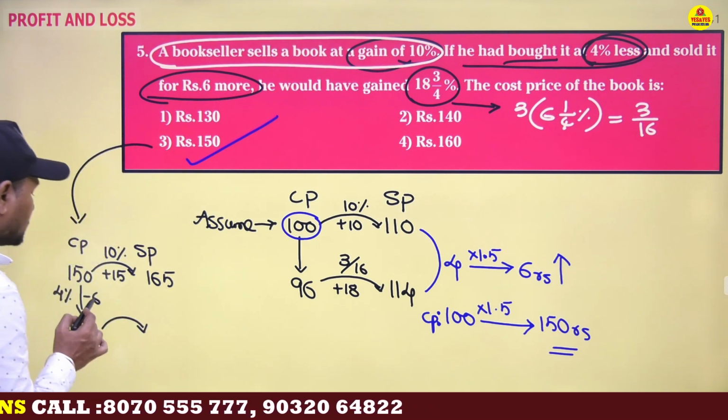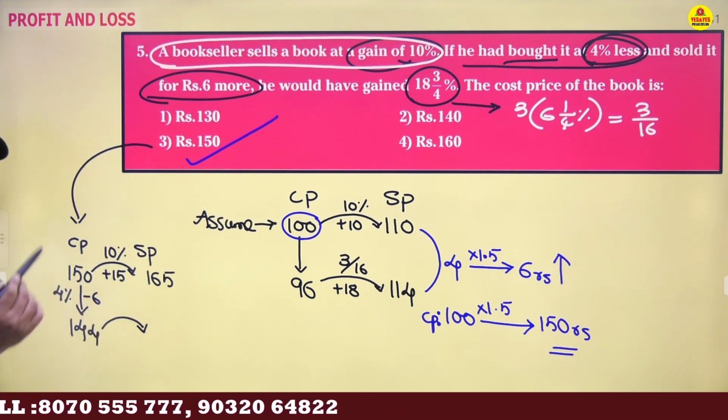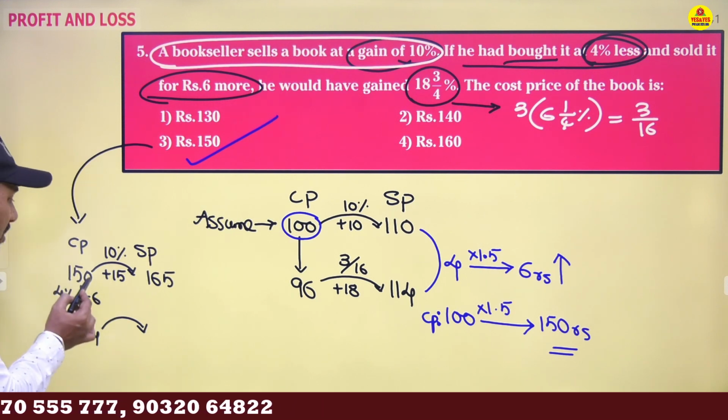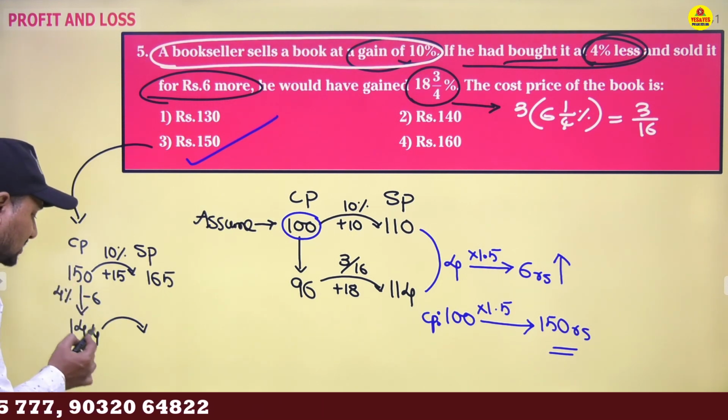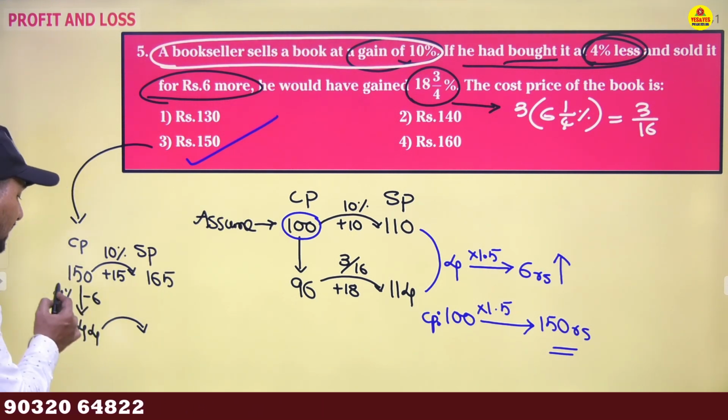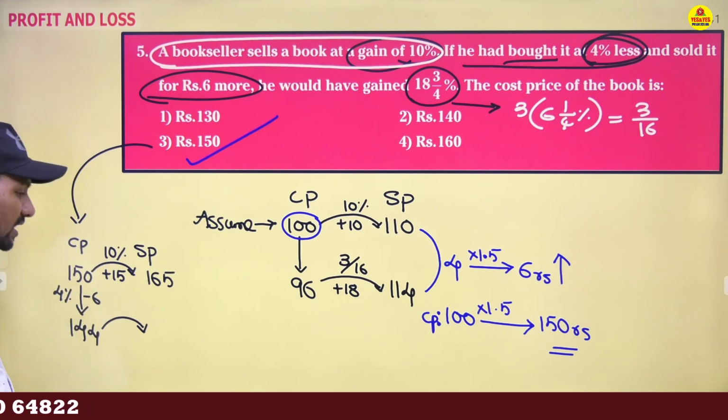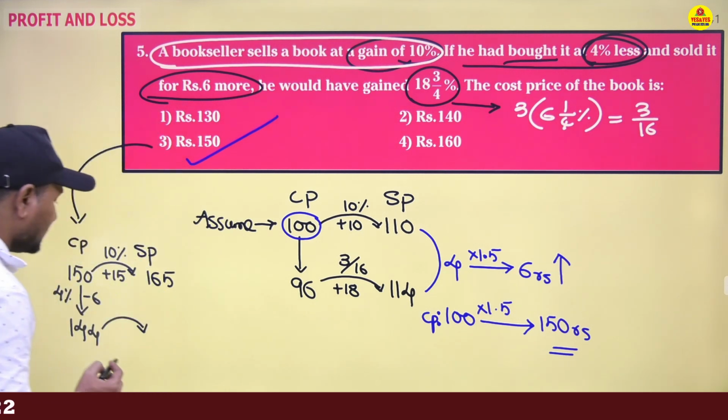Your cost price is how much? 144 rupees. Now why is it 144 rupees? The previous cost price is 150. Next time the cost price is 144 because you are ready to take 4% less. You are just taking 4% less.